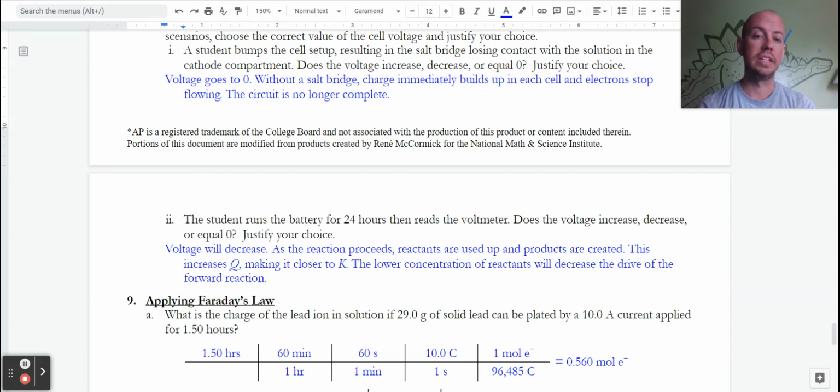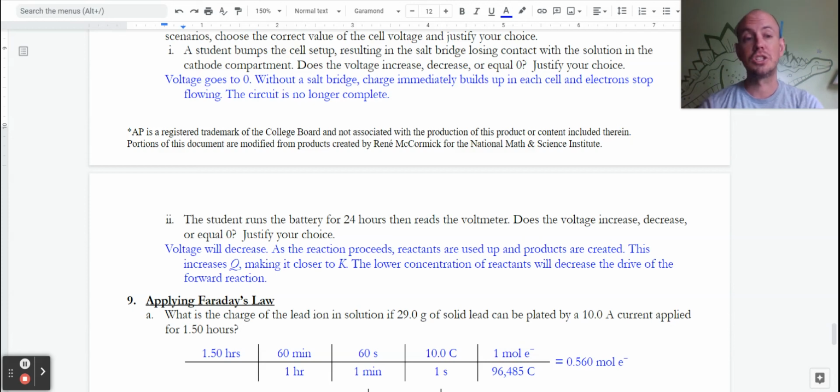As the reaction proceeds, reactants are used up, products are created. This increases Q, a bigger number on top and a smaller number on bottom. It's now closer to whatever our K value is. The concentrations of the reactants decrease. That decreases the drive of that forward reaction.